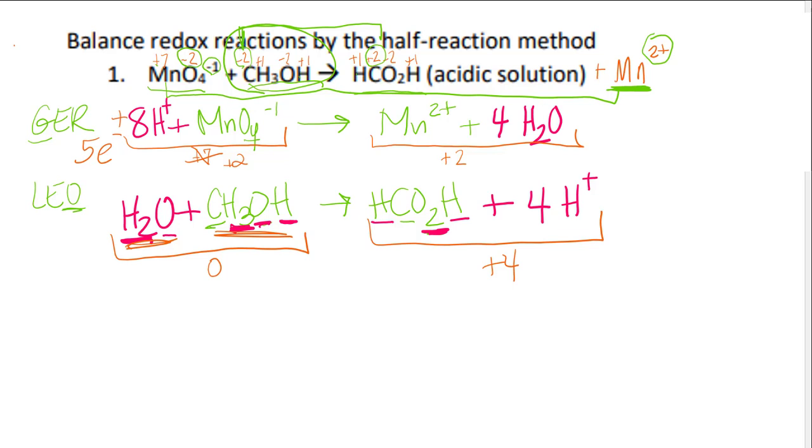So let's take my more positive side and we're going to add electrons. I've got +4, so I need to add 4 electrons to the right. That will cross that off and that will make both sides 0.